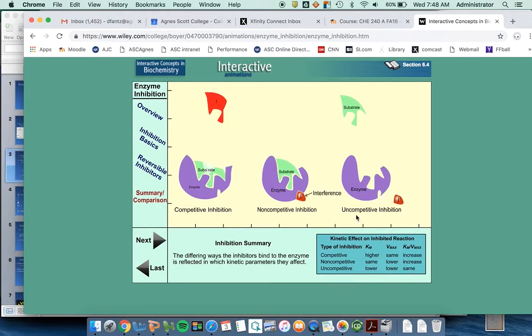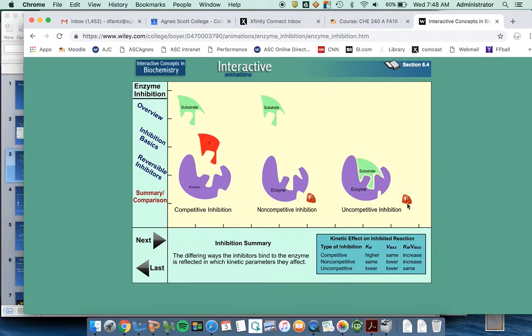Now, in uncompetitive inhibition, we have a similar situation where the inhibitor is binding to an off-site location, but in uncompetitive inhibition, it can only bind when you have the enzyme-substrate complex. When the enzyme is free enzyme, that binding site is not available to the inhibitor. So you can think of this uncompetitive inhibitor as it really kind of locks up the enzyme-substrate complex, making it unproductive.